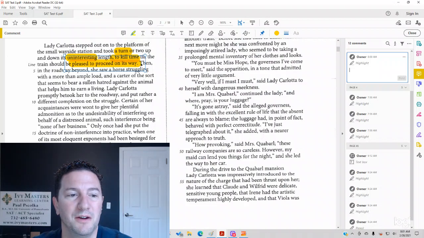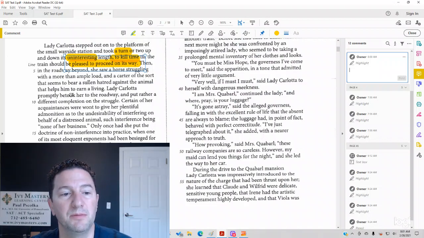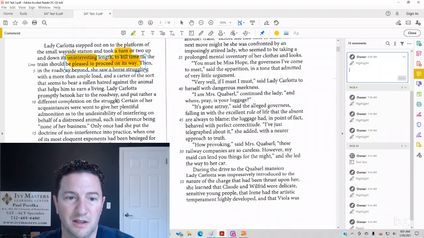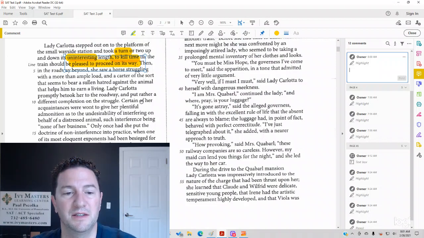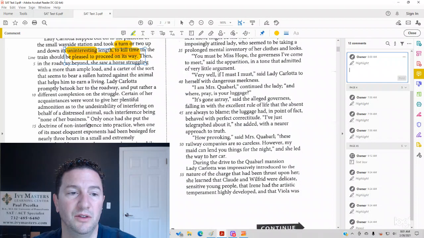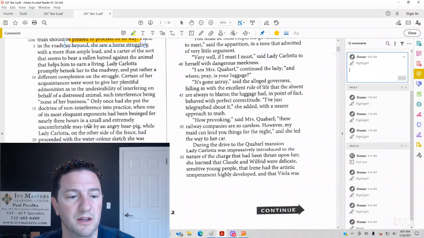And reading from there. Then the railroad beyond, she saw a horse struggling with more than ample load and a carter of the sort that seemed to bear a sullen hatred against the animal that helps him to earn a living. Lady Carlotta promptly betook her to the roadway and put a rather different complexion on the struggle. So it looks like she's interfering with someone else's animal, and certain of her acquaintances were wont to give her plentiful admonition as to the undesirability of interfering on behalf of ill-dressed animals, such interference being none of her business. So apparently they had to tell her, hey, don't interfere with other people's animals, it's none of your business.